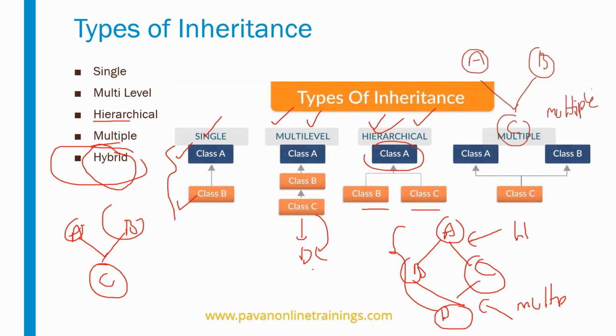Almost all object-oriented programming languages support inheritance, just like Python.